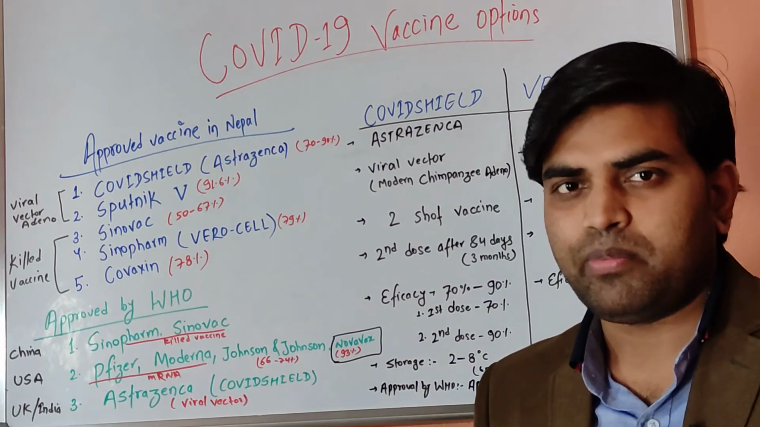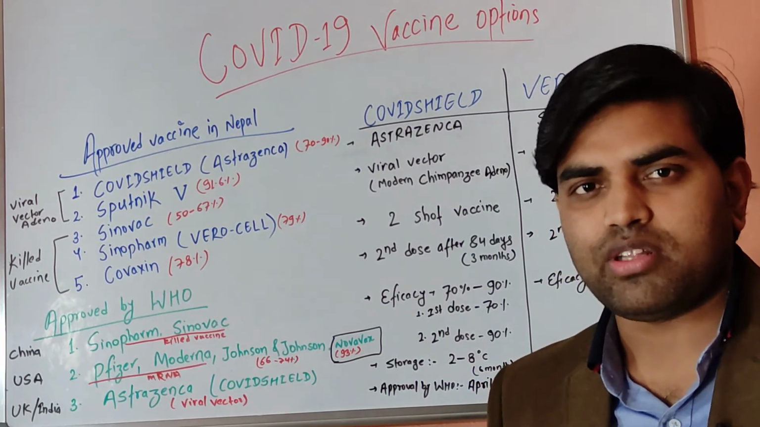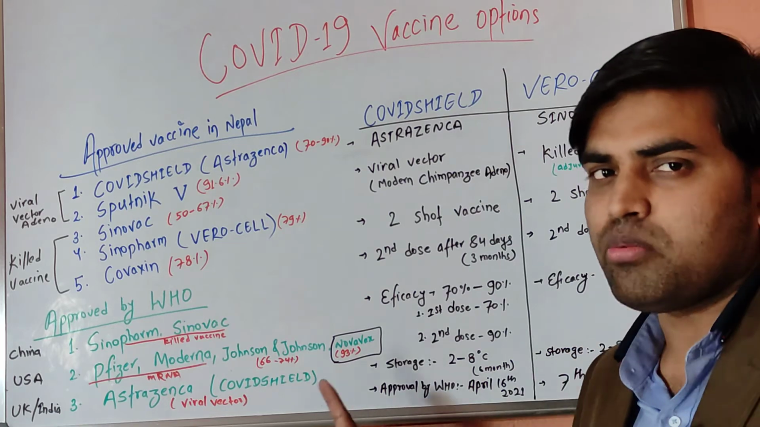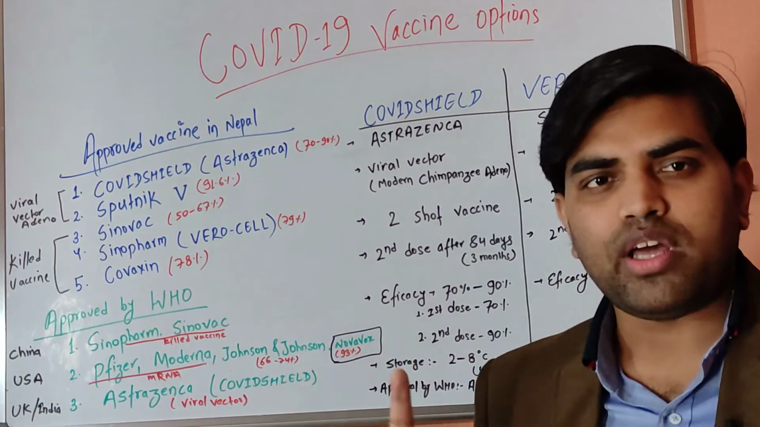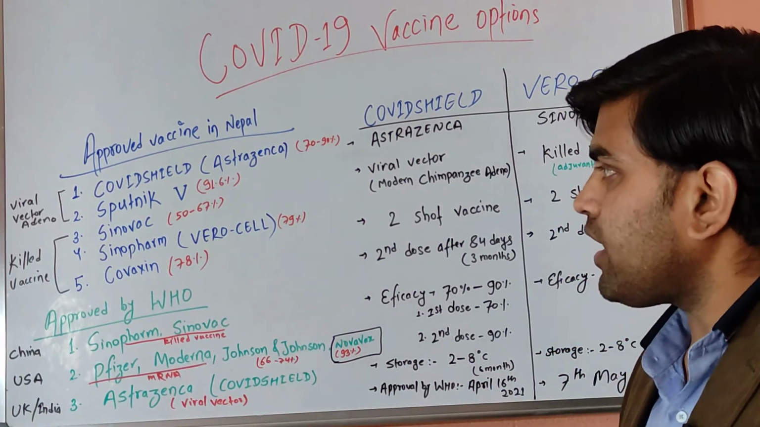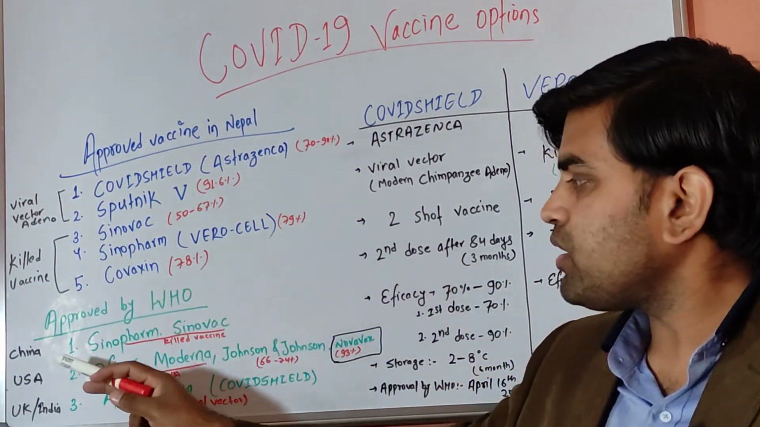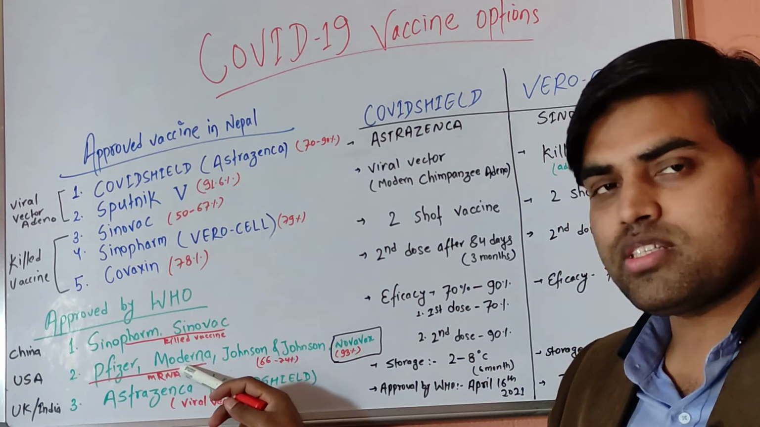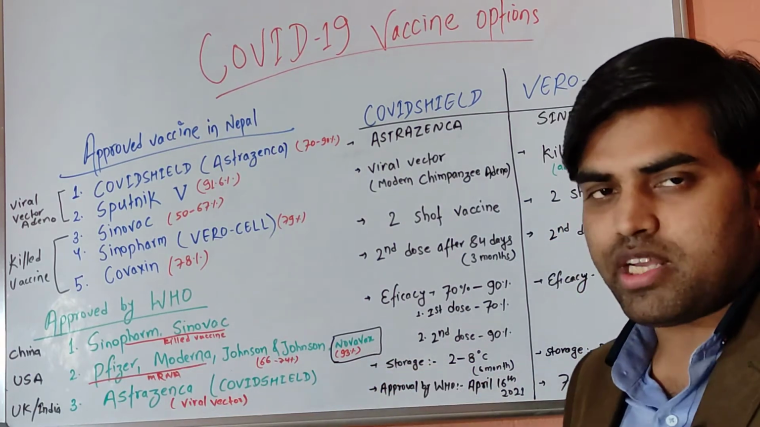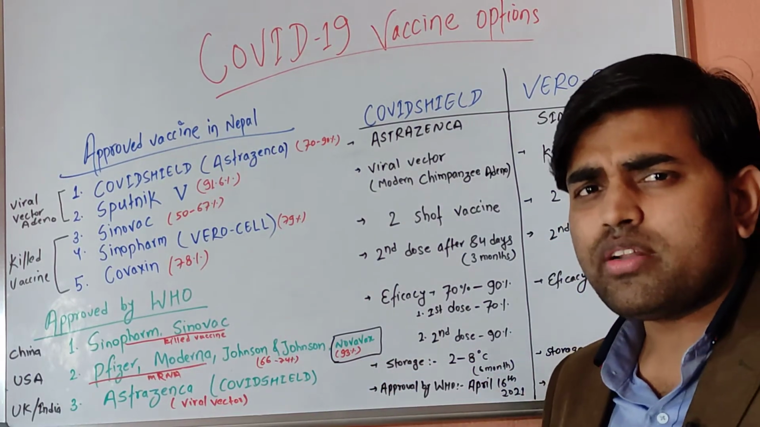There are live vaccines, but we are not talking about the live attenuated vaccine. We are just talking about COVID-19, and there is no live vaccine in COVID-19. There can be a viral vector vaccine, a killed vaccine, an mRNA vaccine, and there can be a protein-based vaccine like Novavax. So these are all the vaccines.